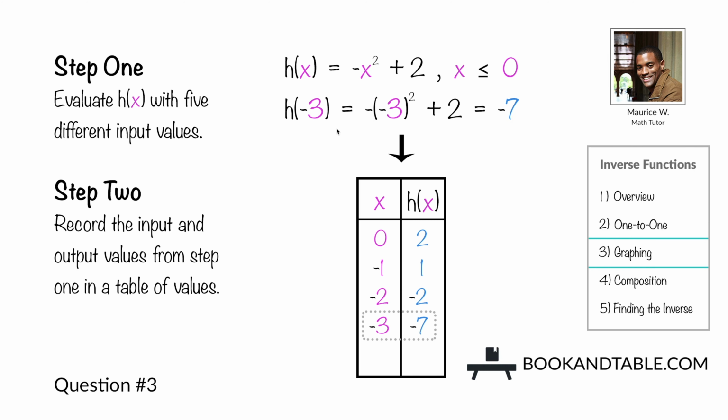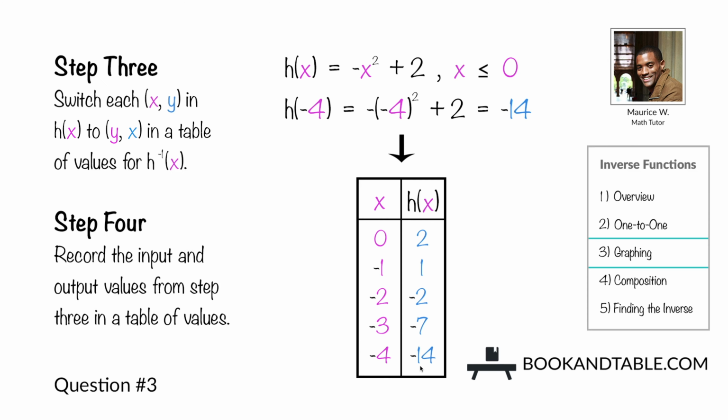h of -3 is equal to -3 squared, which is 9. -1 times 9 will give us -9 here. And -9 plus 2 is equal to -7. So the x value is -3 and the y value is -7. And h of -4 is equal to -4 squared would give us 16 here. And -1 times 16 gives us -16. -16 plus 2 is equal to -14. So we have -4, -14.